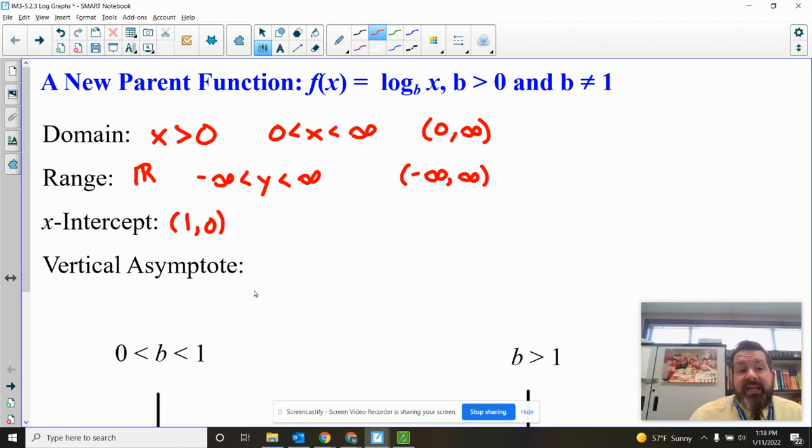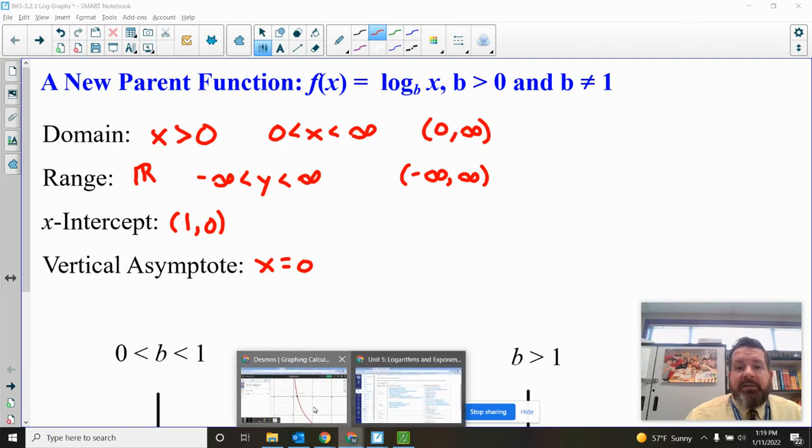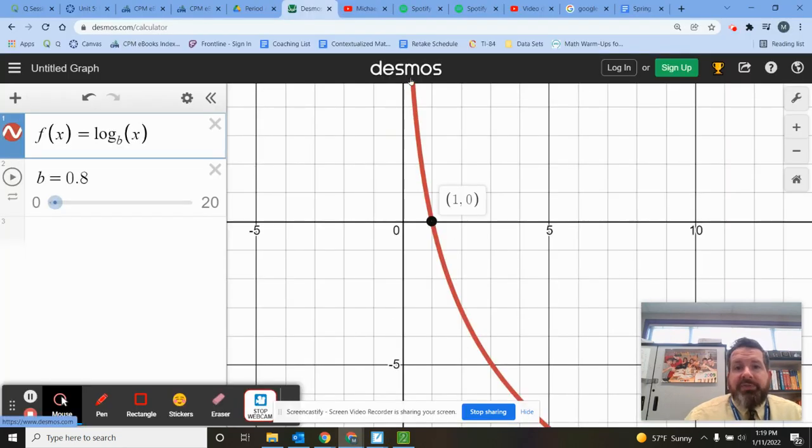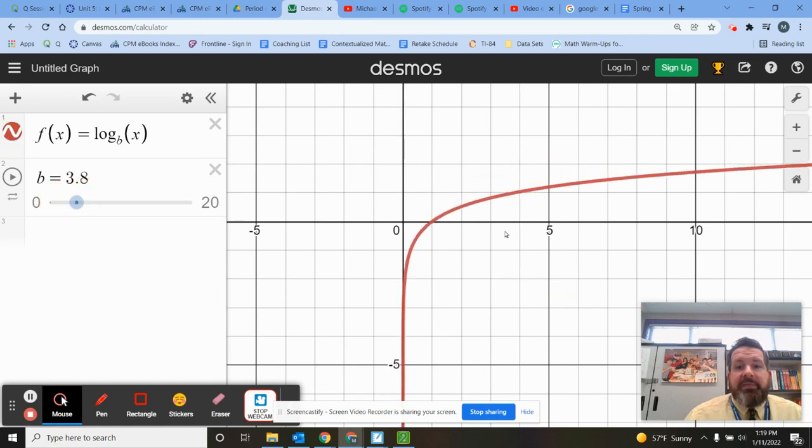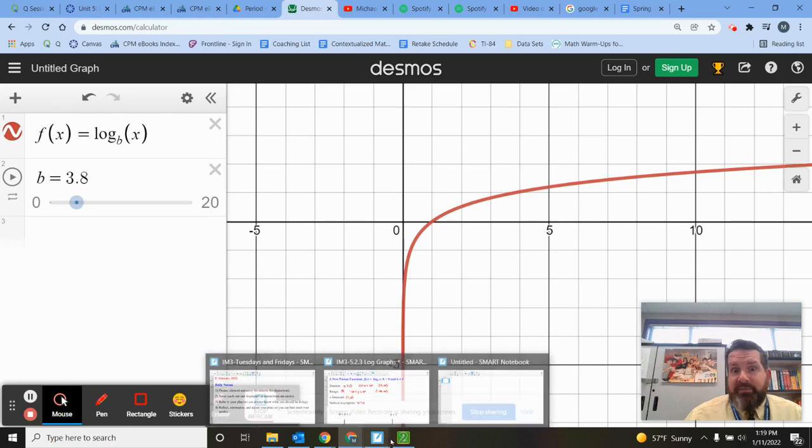And lastly, we did say there was going to be a vertical asymptote. That's that vertical line that your graphs get close to but don't ever actually touch. That's going to occur at x equals 0. So the y-axis here, our graph is going to get very close to it but never touch. And if we have a base on the other side, same thing in the other direction. You're going to get very close to this y-axis but never actually touch it.